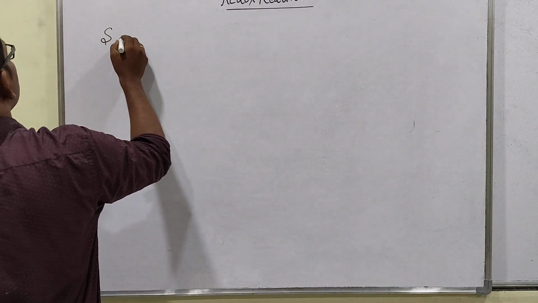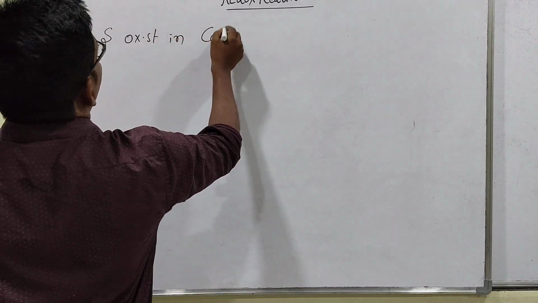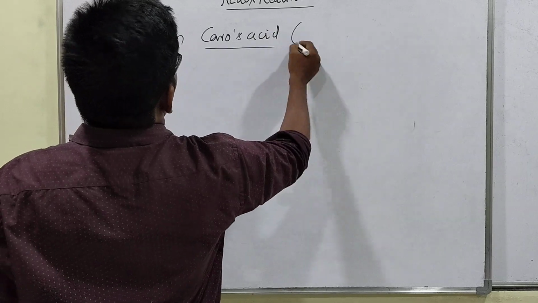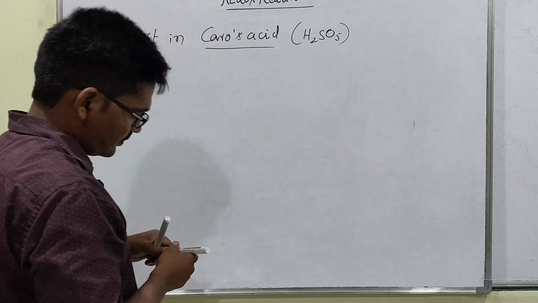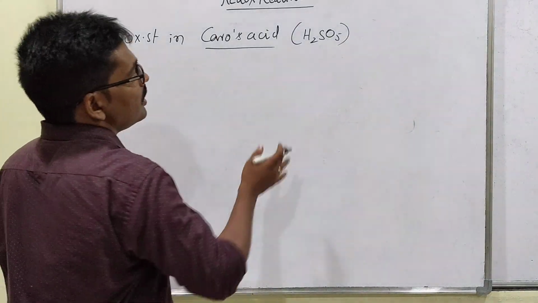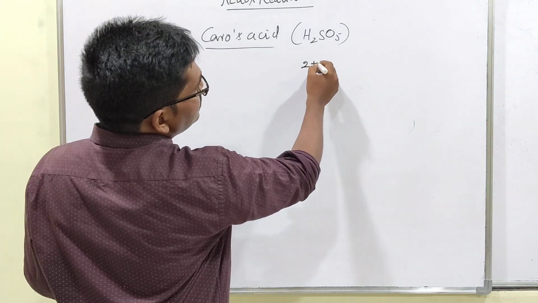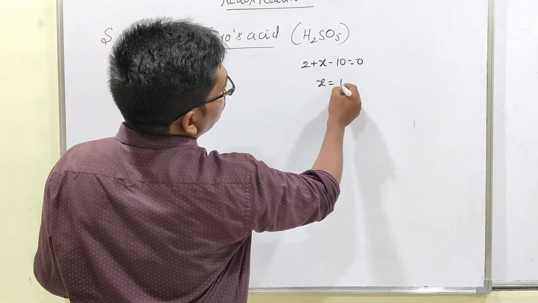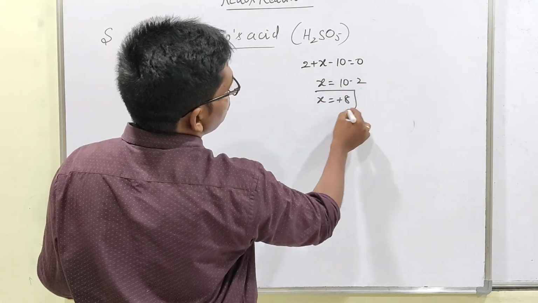Sulfur oxidation state in Caro's acid. What is Caro's acid? H2SO5, right? So H2SO5, according to the formula, 2 plus x minus 10 equals 0, then x equals 10 minus 2, then x equals plus 8 oxidation state.